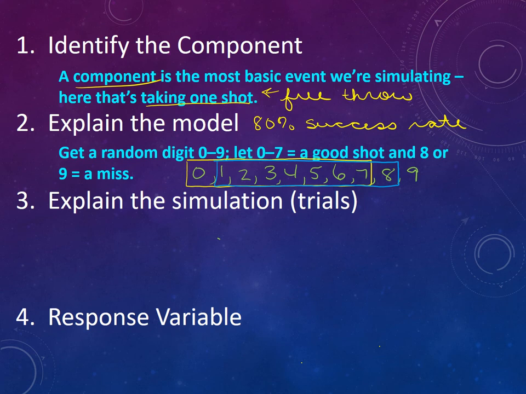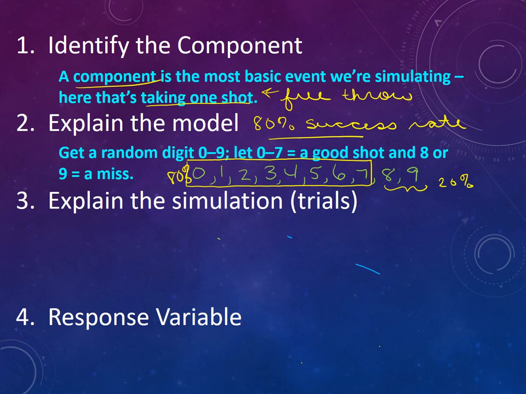You just have to define which one that you're going to use. So we're going to use 0 through 7 to be a good shot, and 8 and 9 are going to be a miss. And you have to be very clear defining those. You want to make sure this is 80%. So 80% is a successful shot, and we have 20% would be a failure.